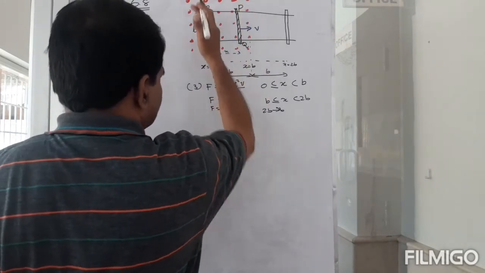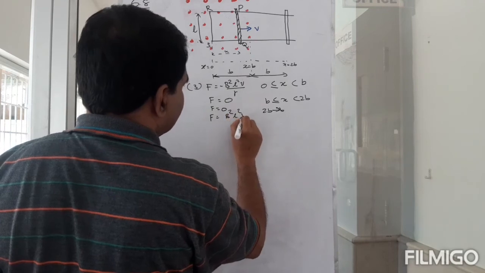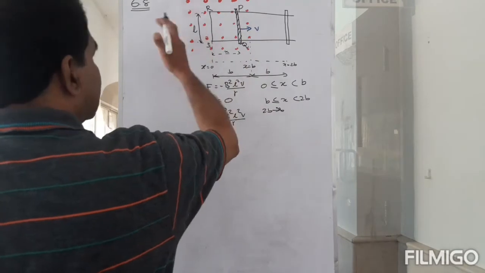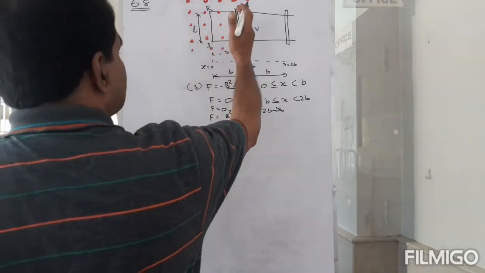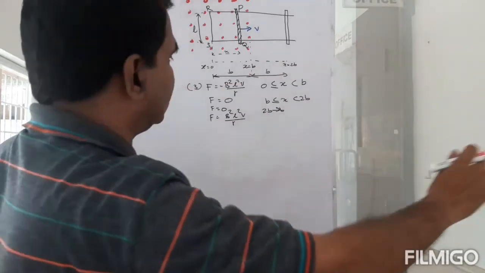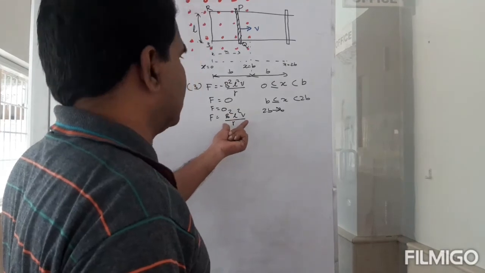And once you get in here, the force will be equal to B squared L squared V by R. But what's the direction now? Now this is moving in this direction. If this is moving in this direction, the force must be acting in the opposite direction. It should slow it down. So that would be in the positive x direction. So this is going to be positive.